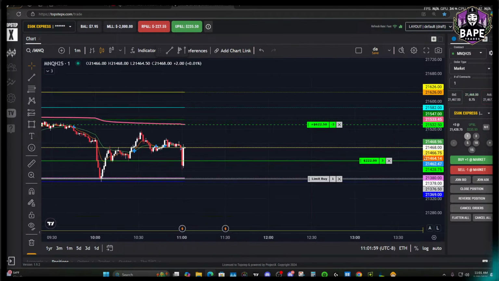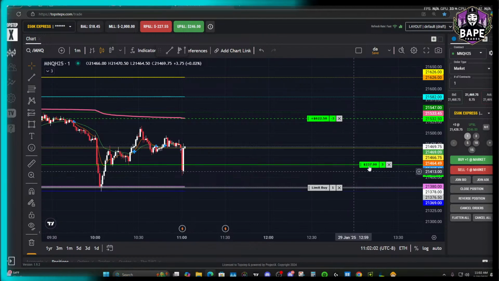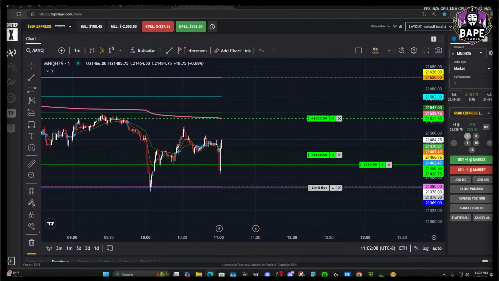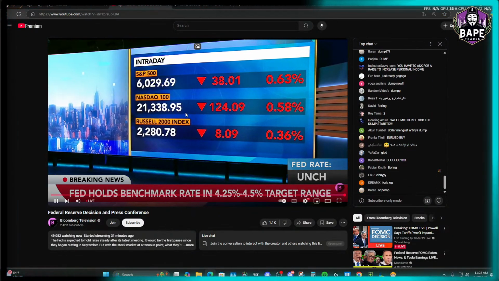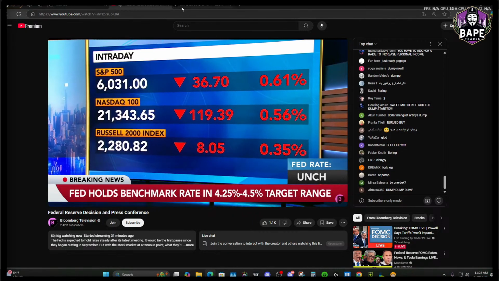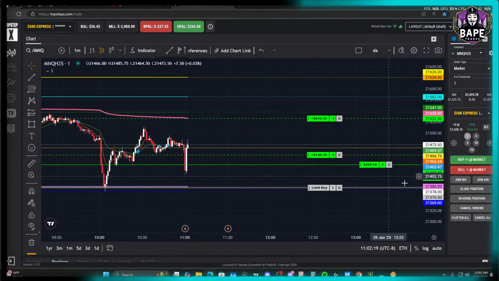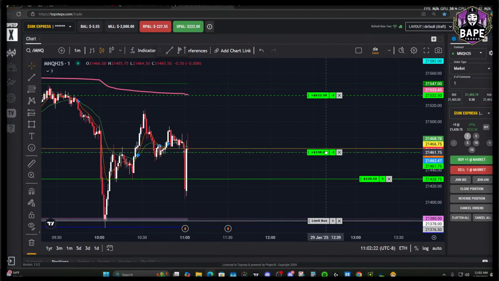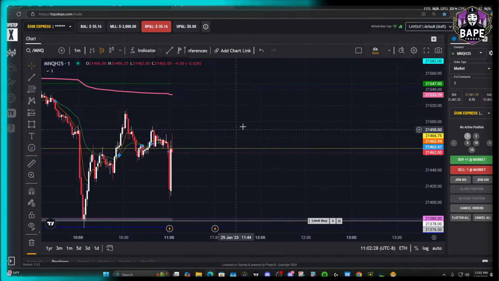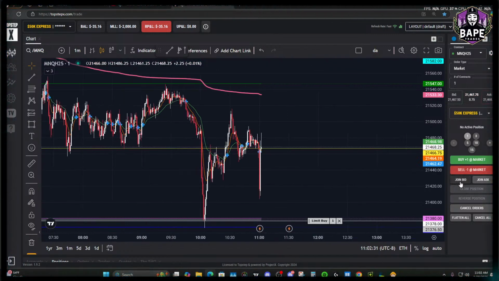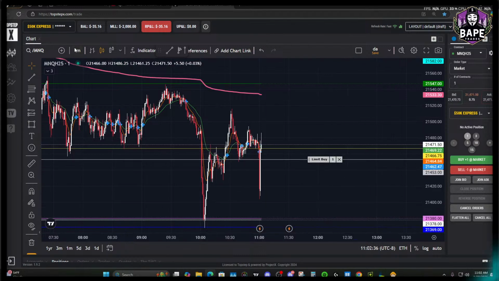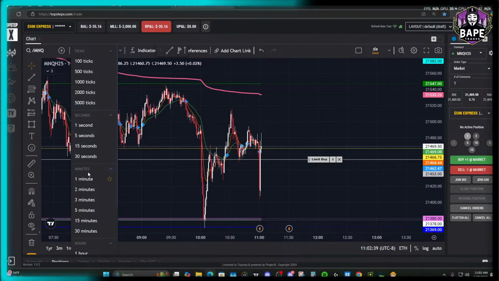There we go. Let's get that push up. Probably about to get trailed out of that, but it's okay. Yeah, so we got trailed out of that. I'm gonna try again. Let me look at the 30-second for a better entry.